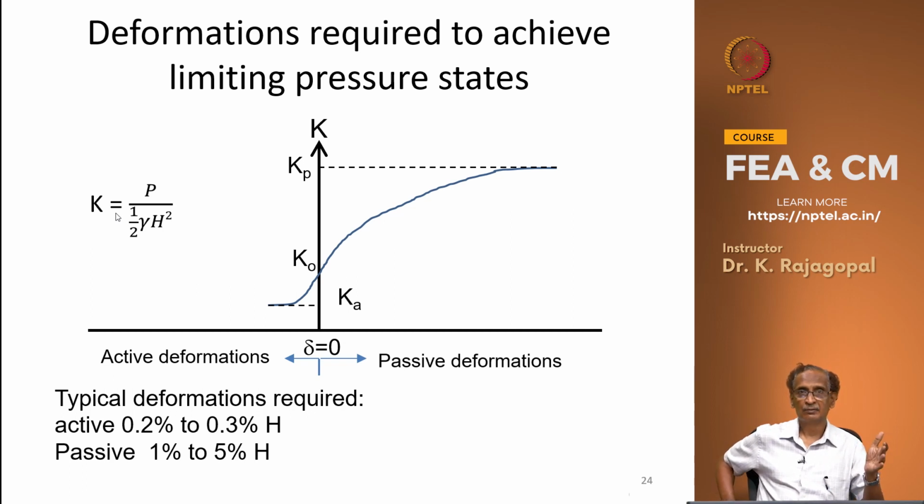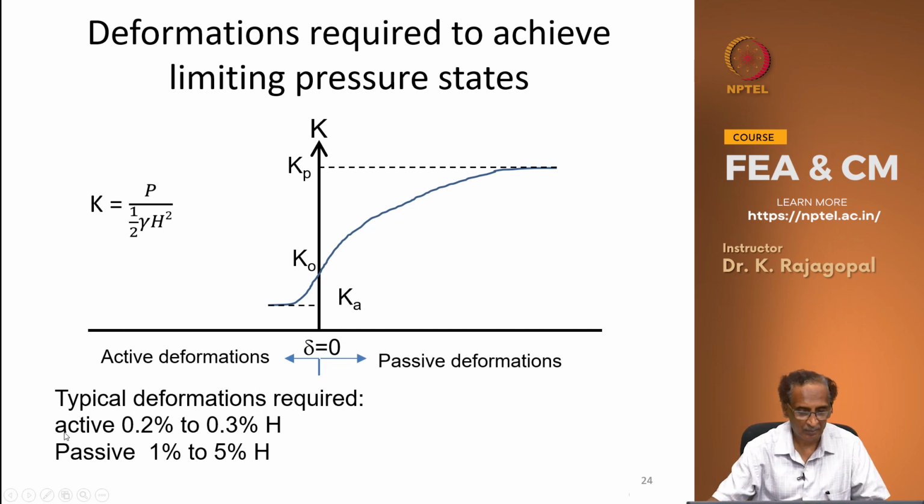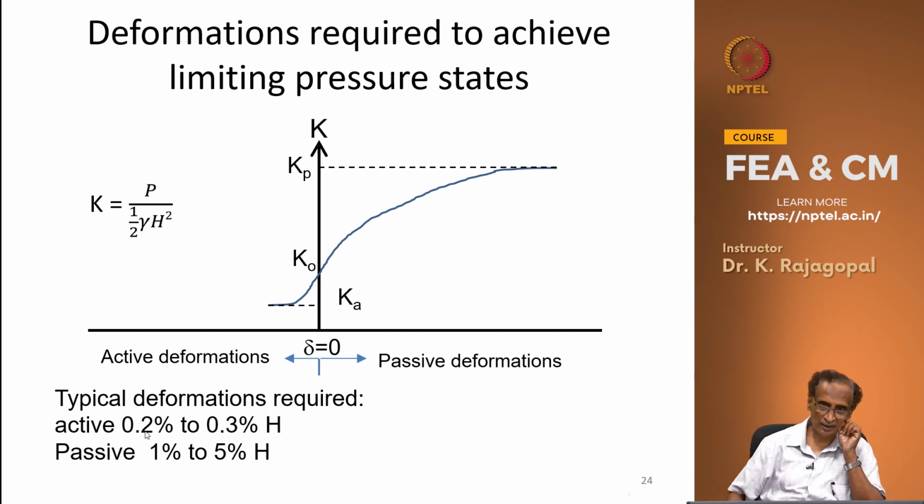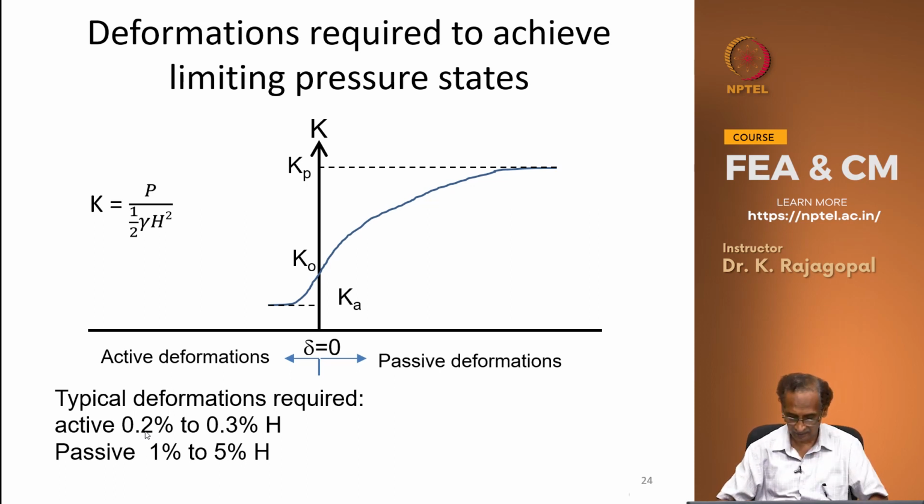that will let you do these calculations very easily, and typical deformations for generating the active earth pressure state are about 0.2 to 0.3% of the wall height, very small deformations, whereas passive state is achieved at a very large deformation, 1 to 5% depending on the friction angle and so on. And also even the K naught value could affect the required deformations.